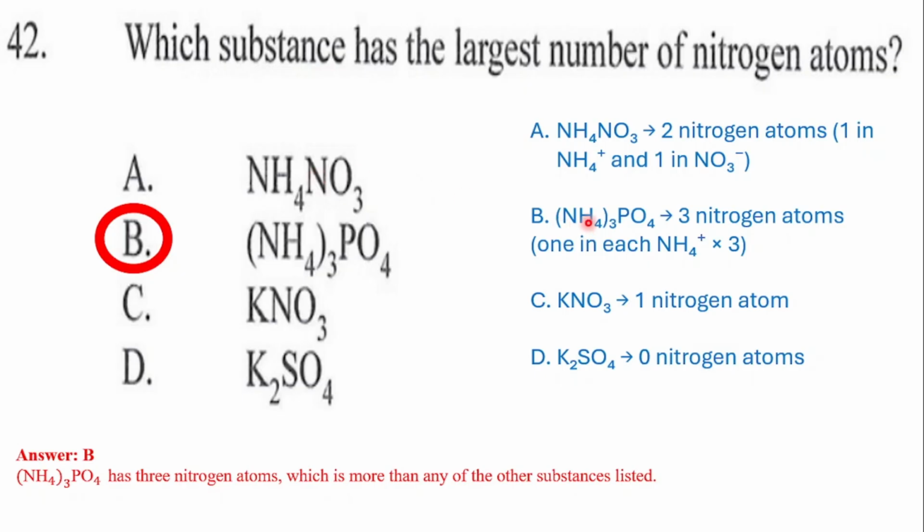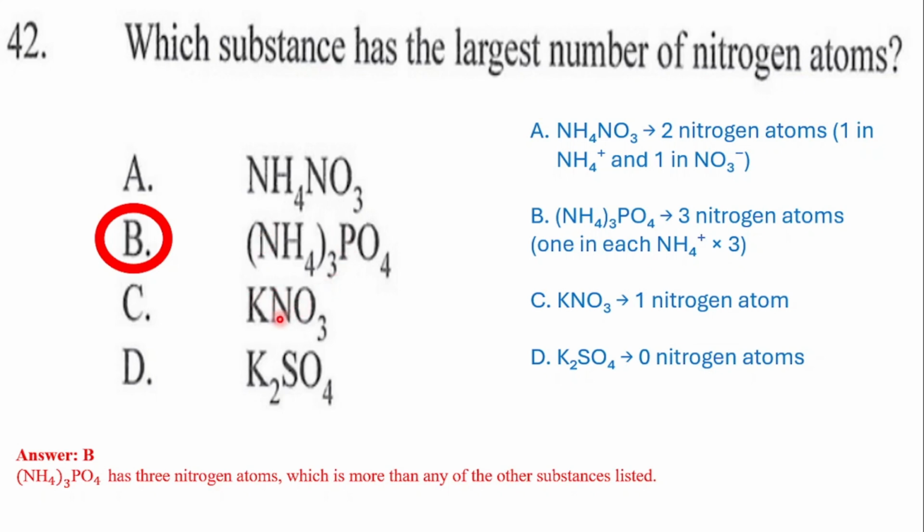Let's look at B. Well, B has 3 nitrogen atoms, because if you look here, you see this 3 here. This 3 refers to not only the N, but the 3 also applies to the H4. So that means that we're going to take 3 and multiply it by 1 because there's 1 nitrogen. So that means that we have 3 times 1. That means that we have what? 3 nitrogen atoms, 1 in each NH4 plus. So we have 3 because we have the 3 over there. This subscript 3 means that, hey, we have 3 of these N's. All right, so nitrogen is here 3 times.